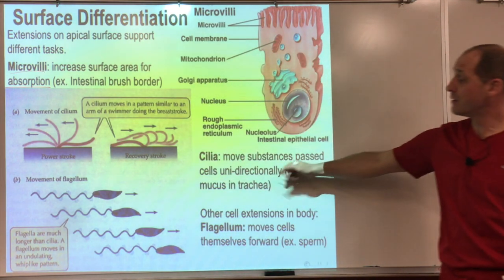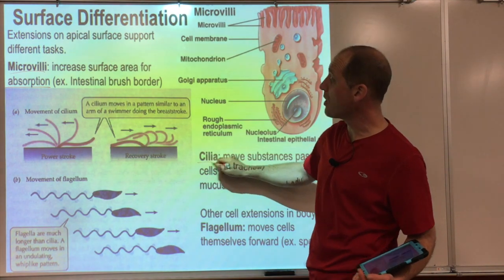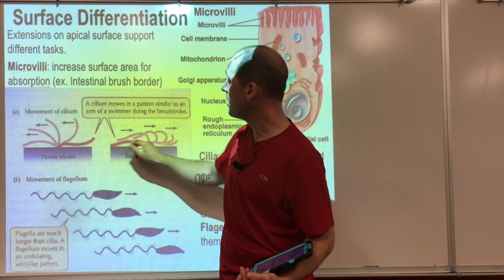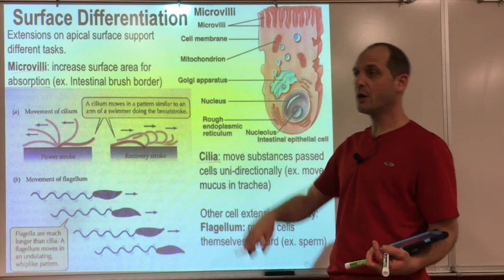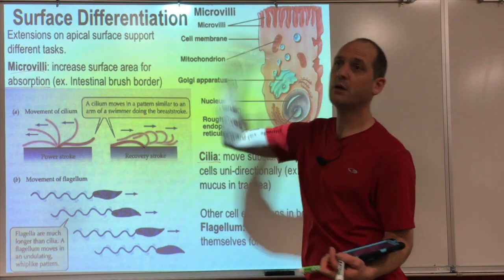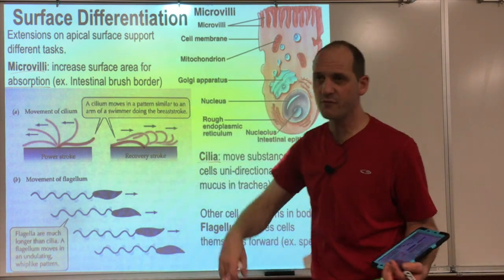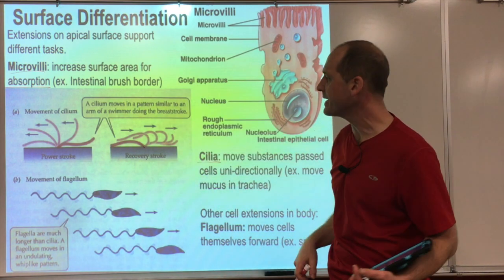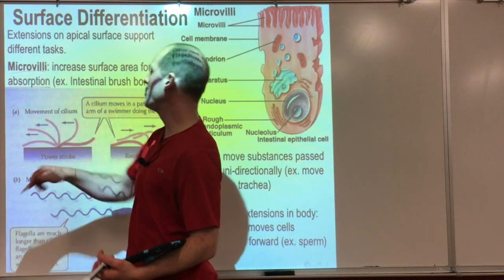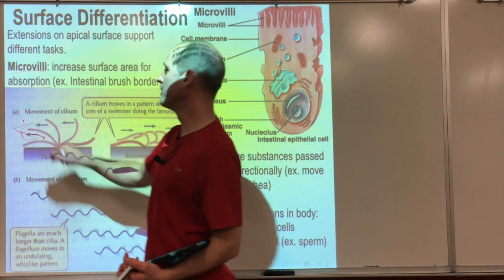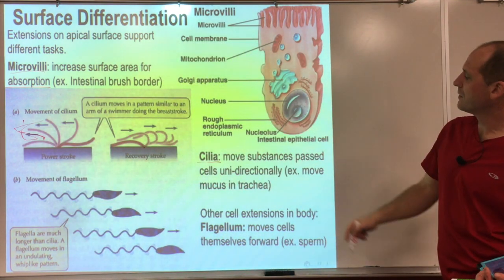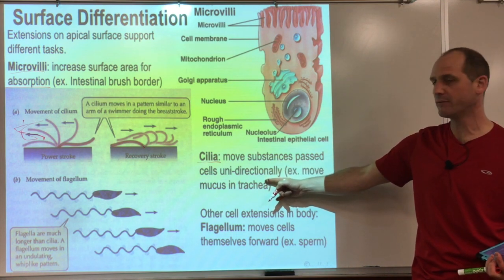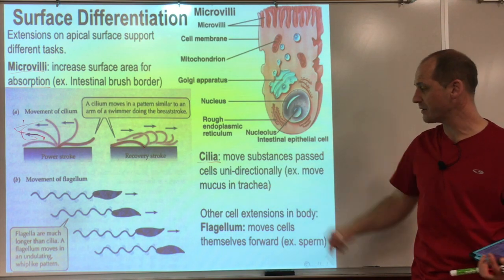Then cilia are things that stick up from the cell surface, and they're longer. They're like whips, and they can do this whipping motion. And when they whip, you cough out the mucus, because they're right there in the trachea helping that mucus come out. They're whipping it in one direction. So the whipping motion brings everything in this direction over here. And so that moves substances past the cell unidirectionally, like the mucus in the trachea.